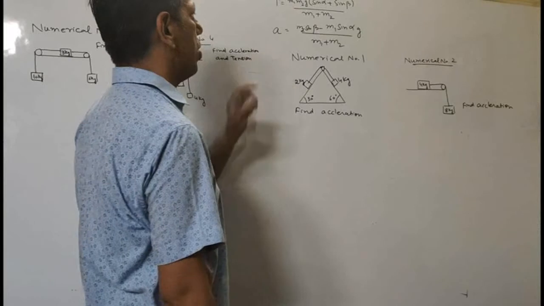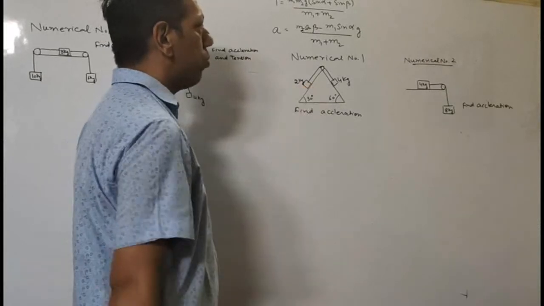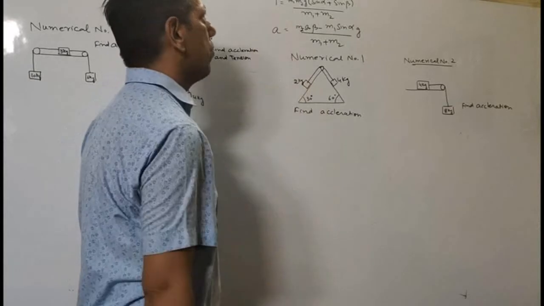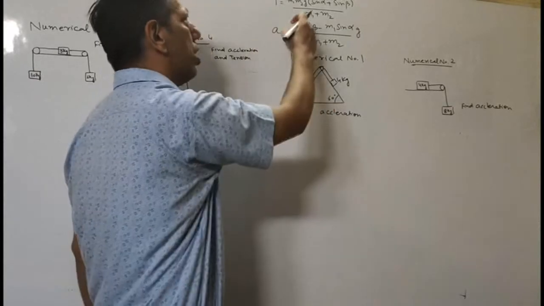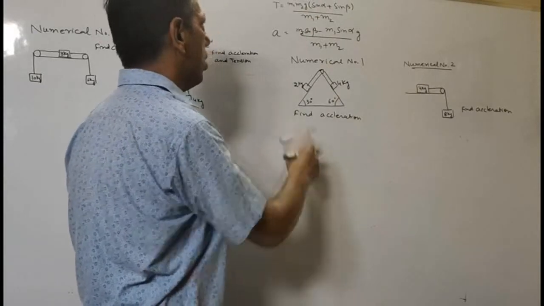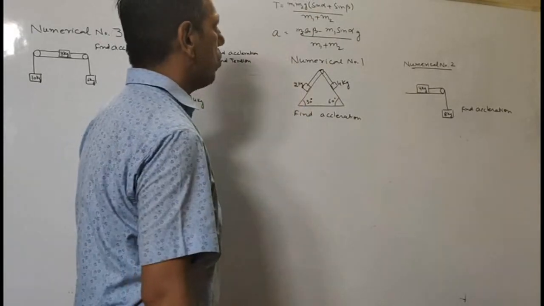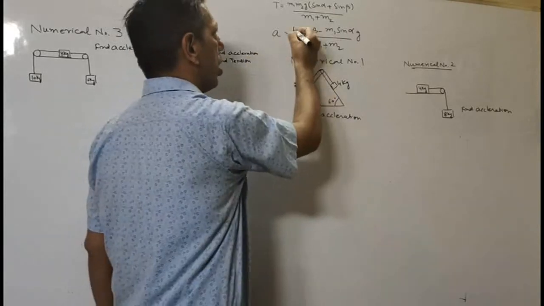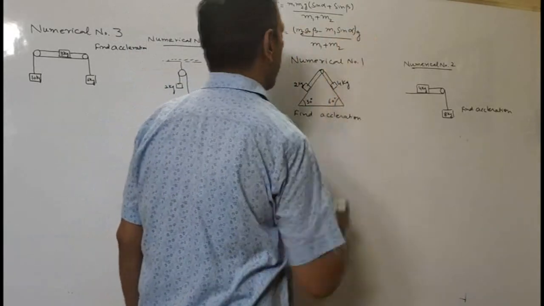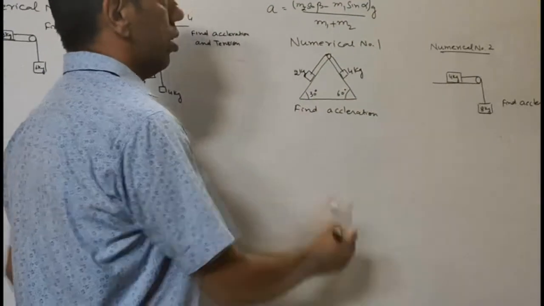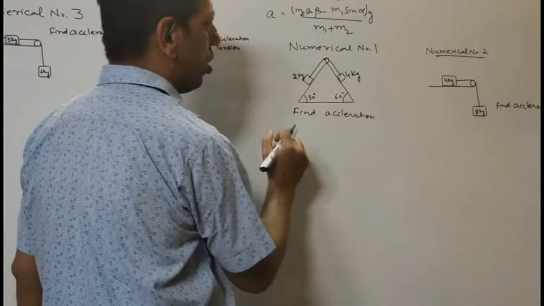We have just studied the motion of the two bodies on an inclined plane, and the tension in this case comes out to be m1 m2 g (sin alpha plus sin beta) over (m1 plus m2), and acceleration is (m2 sin beta minus m1 sin alpha) into g over (m1 plus m2). Now there is a simple numerical. We have to calculate the acceleration in this case.